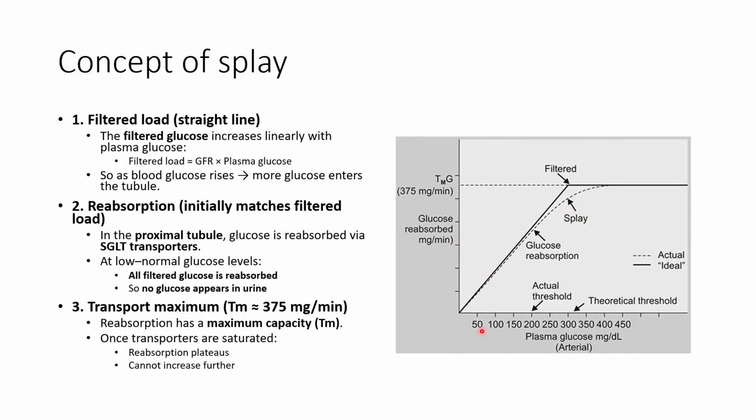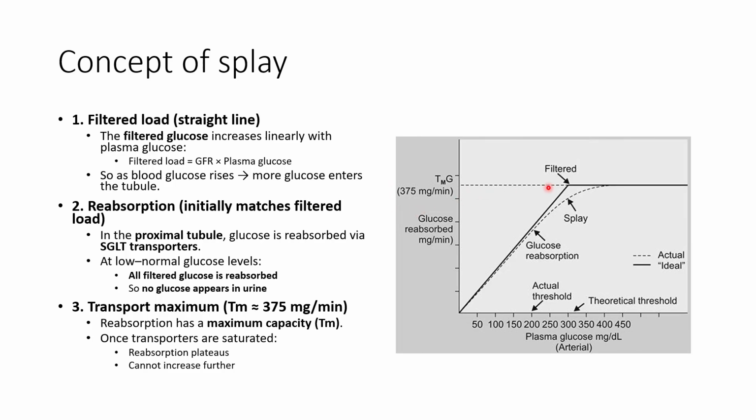Basically, we saw that initially the filtered glucose increases linearly with the plasma glucose. As the glucose level increases, the amount of glucose in the proximal tubule increases and the amount of glucose being absorbed also increases. Now this reabsorption initially matches the filtered load. At low or normal glucose levels, all filtered glucose is reabsorbed. However, there is this theoretical Tm: if the blood glucose level reaches 375 of RBS, the load of glucose on the kidney reaches 375 milligram per minute.